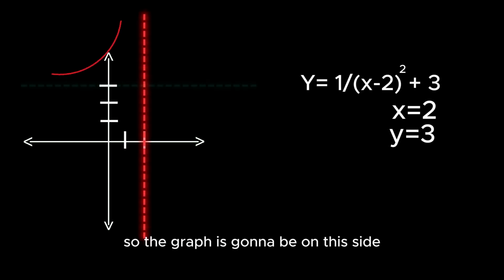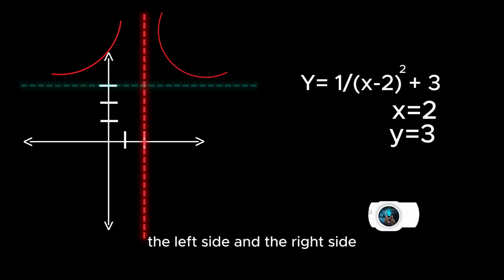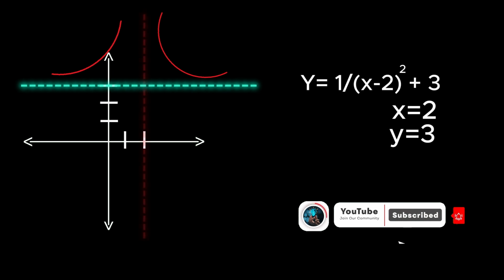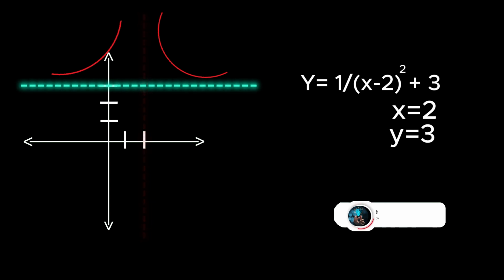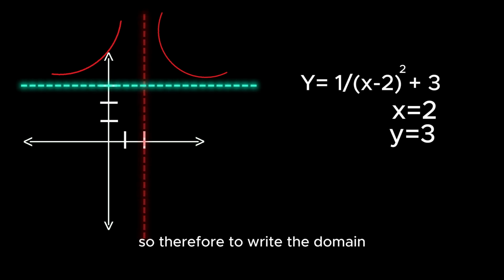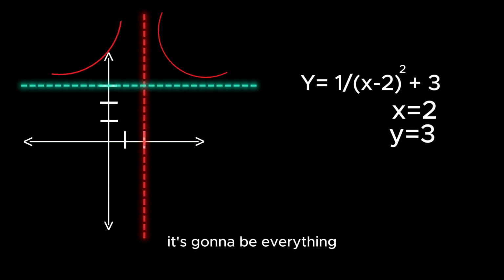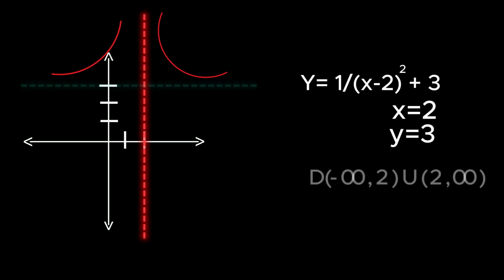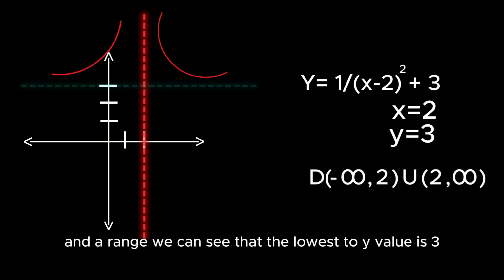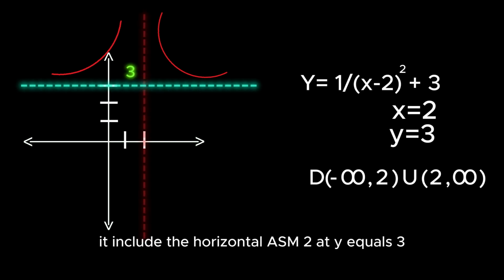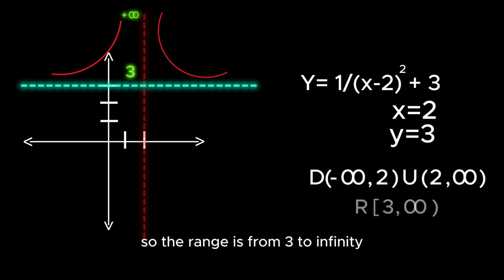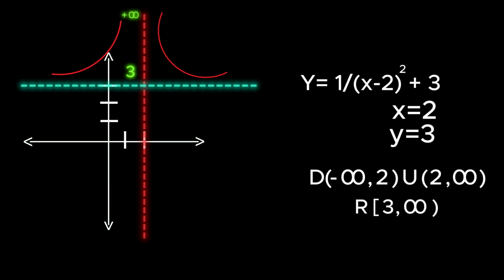So the graph is going to be on this side. So therefore, to write the domain, it's going to be everything except the vertical asymptote of 2. And the range, we can see that the lowest y value is 3, but it doesn't include the horizontal asymptote at y equals 3. And the highest y value is infinity. So the range is from 3 to infinity.